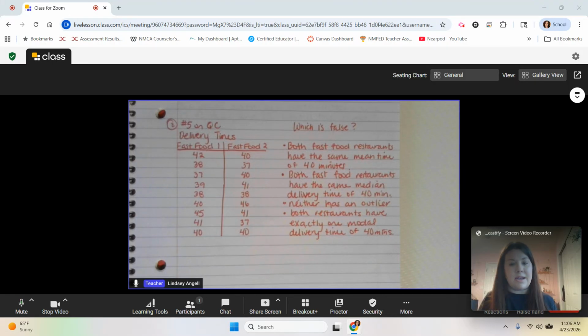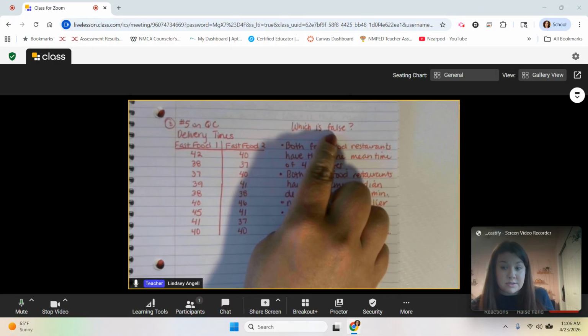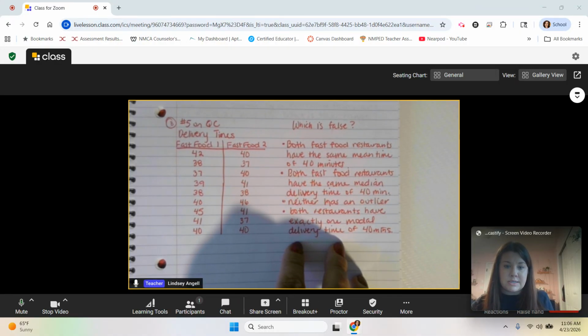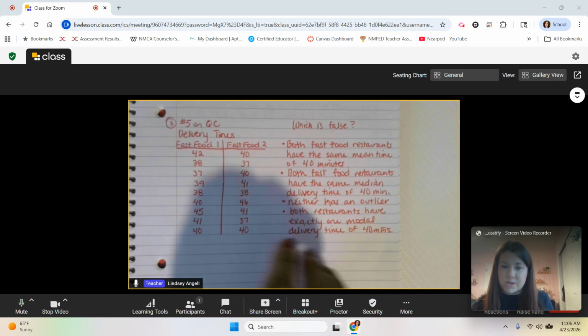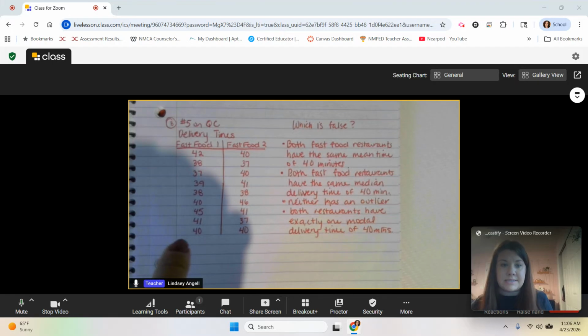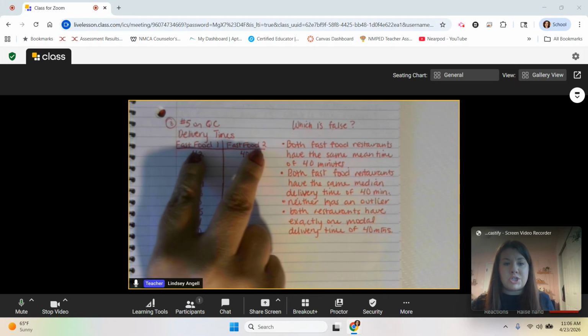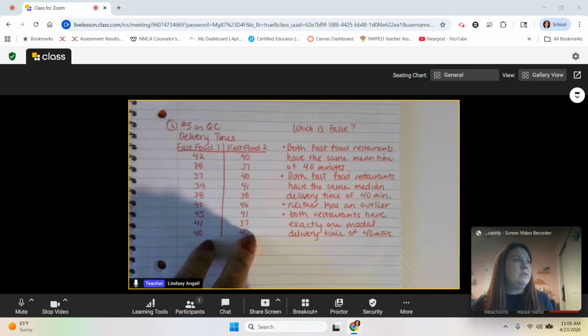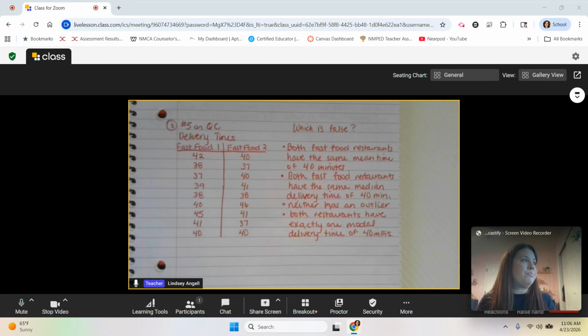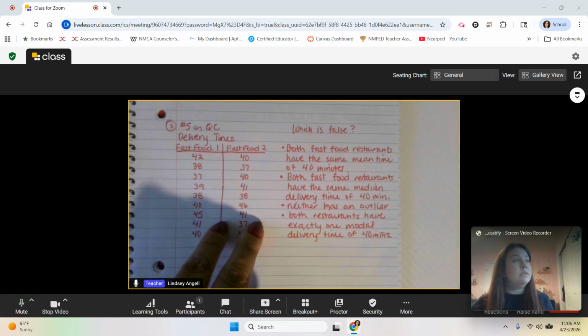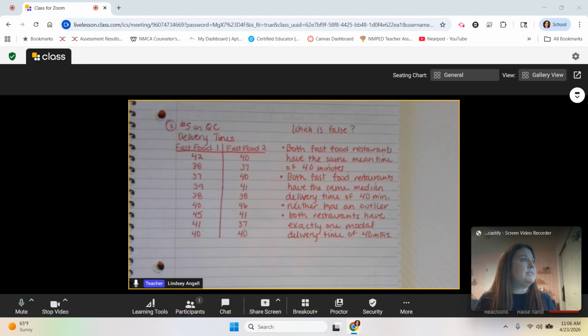So I didn't write the whole problem, but I wrote which is false. So you're given 4 different options for your answers, and we want to know which one is not true about this data set. Okay? So with this, we're given 2 different fast food companies. And on your problem, it says the randomly selected delivery times in minutes of 2 fast food restaurants are as follows. These guys here. Okay, this table displays the randomly selected delivery times in minutes for 2 fast food restaurants.